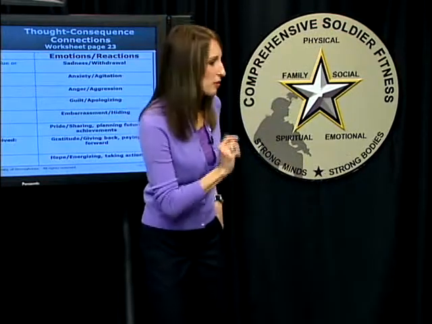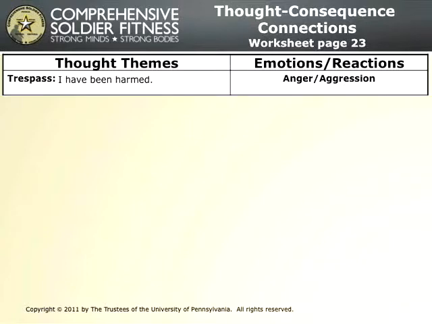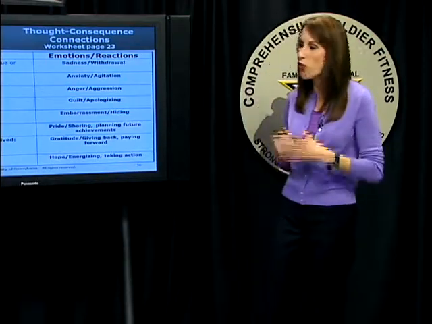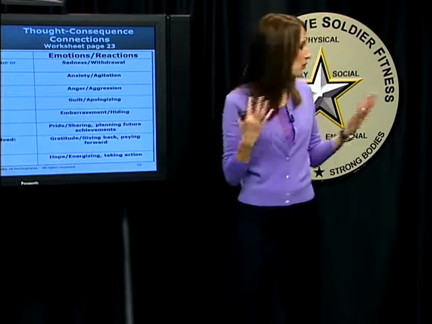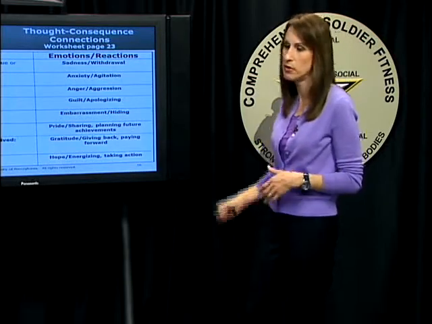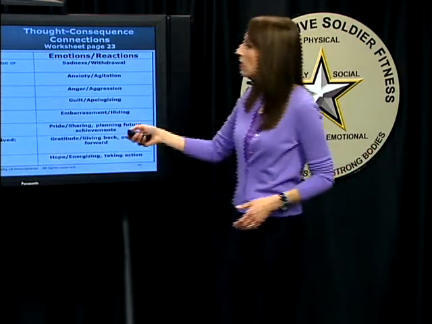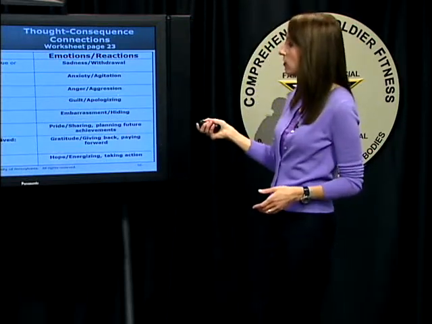If my heat of the moment thought is about trespass, if I listen to what I'm saying to myself in the heat of the moment and I code that as trespass, I've been harmed, well, when your thought theme is I've been harmed, that's trespass, and that's going to lead to emotions in the anger category. You're going to feel angry, riled up, ticked off, however you think about the word anger. And it's going to lead to reactions in the aggression category. Maybe you'll yell, maybe you'll throw something, maybe you'll stomp away. So the thought theme of trespass leads to the emotion of anger and reaction of aggression.